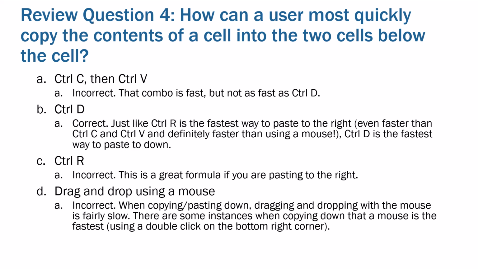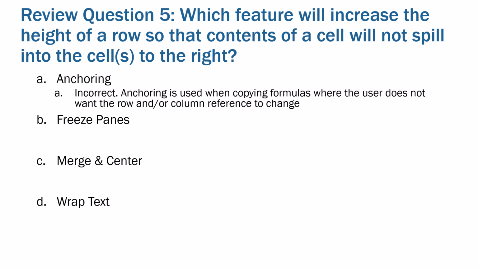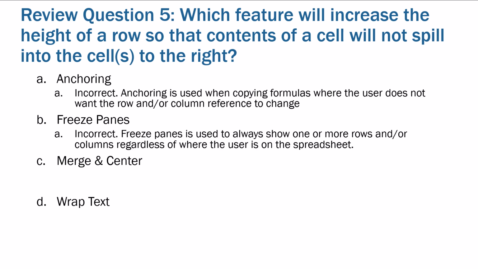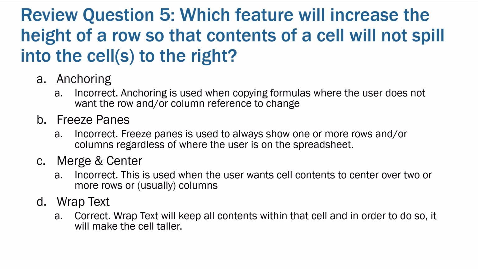Use the Control D. Review question 5, which feature will increase the height of a row so that the contents of a cell will not spill into the cells to the right? It's not the anchor feature. It's not freeze panes. It's not merging and centering, but wrap text will end up increasing the height of a row, so that the columns don't have to be as wide, but also the information doesn't spill over.